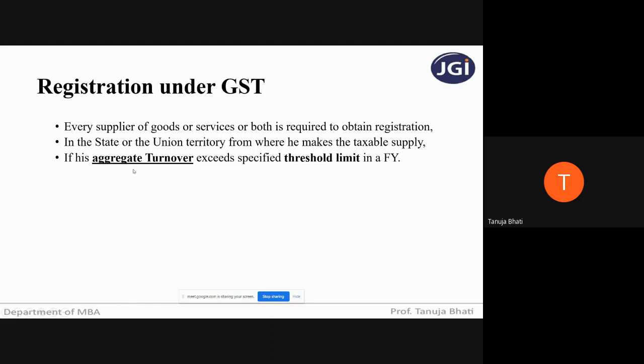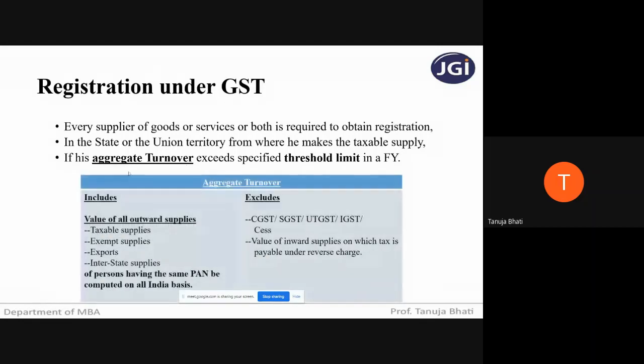So let us first understand what is the meaning of aggregate turnover. As you all know, turnover is nothing but your sales, your supply. Okay, whatever outward supply that you're providing is your turnover. So what is the meaning of aggregate turnover? What all should be included in the turnover? So let us understand that. So students, when you're calculating aggregate turnover for a particular client, you have to check that the aggregate turnover includes value of all outward supplies.